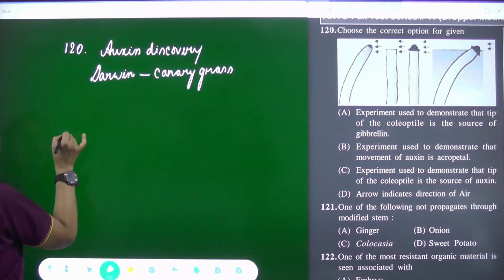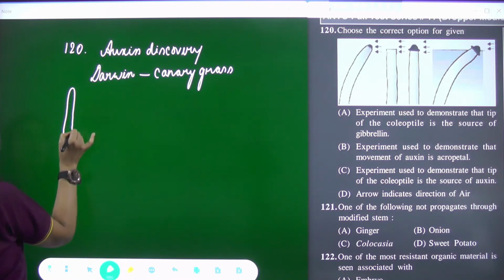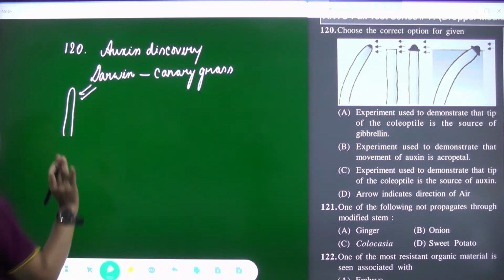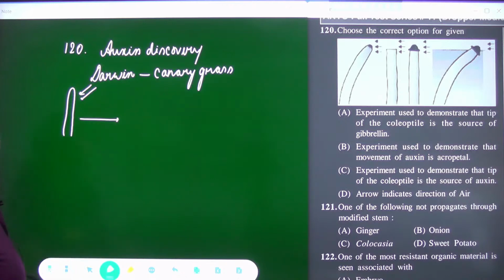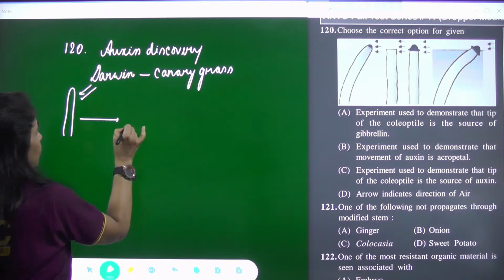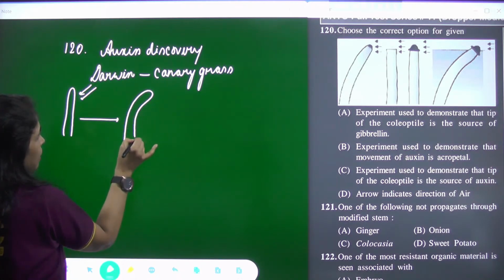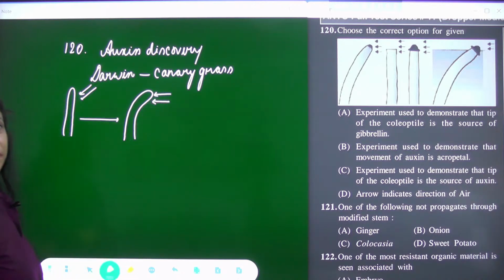So, what Darwin did was that canary grass was exposed to sunlight, unilateral light was given, and what did he find? That after some time the tip of the coleoptile bent towards the source of the light, right?